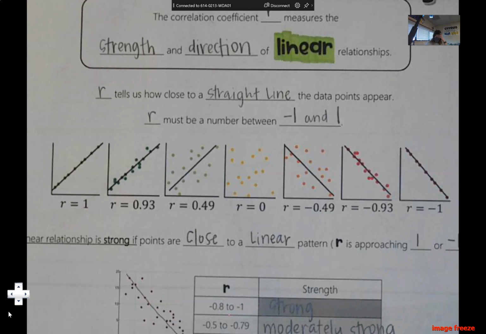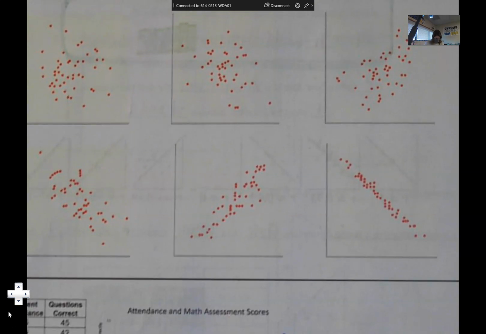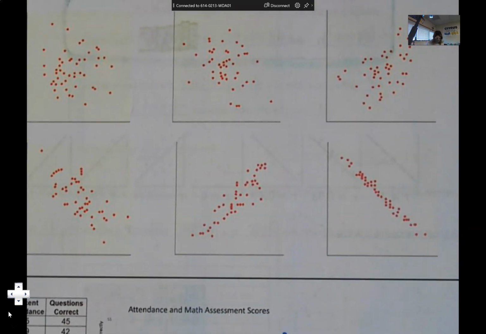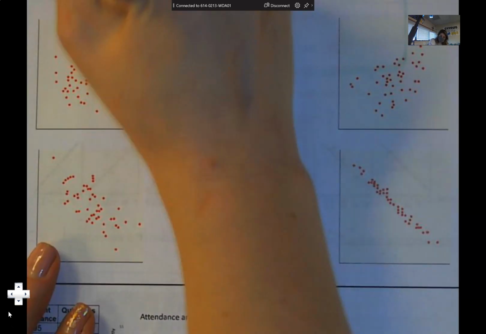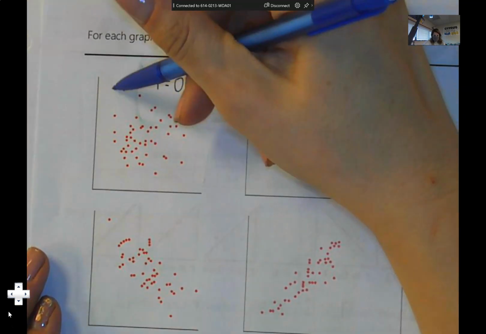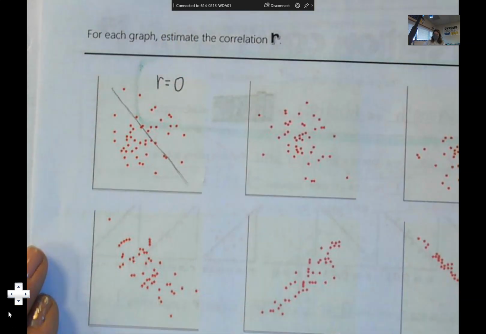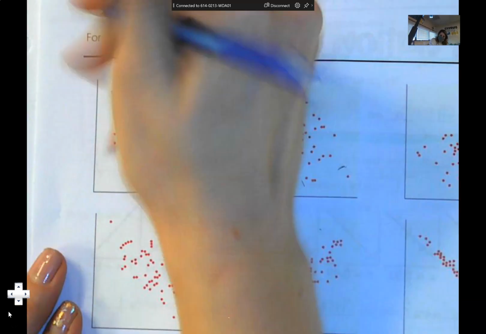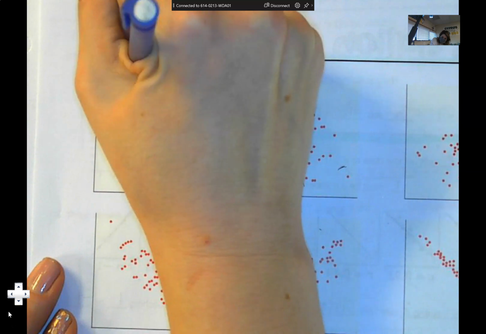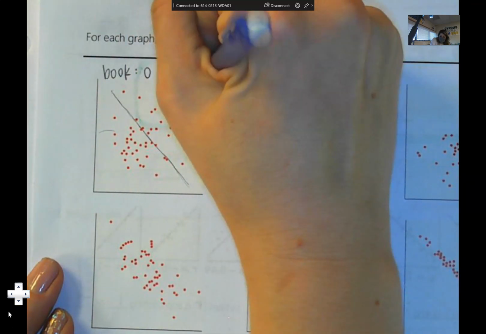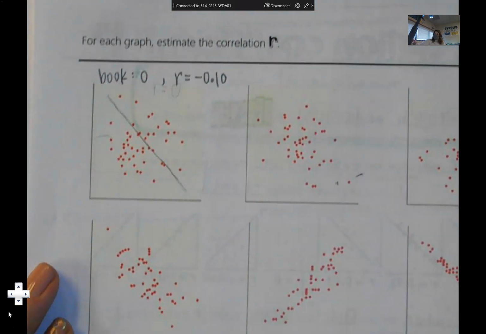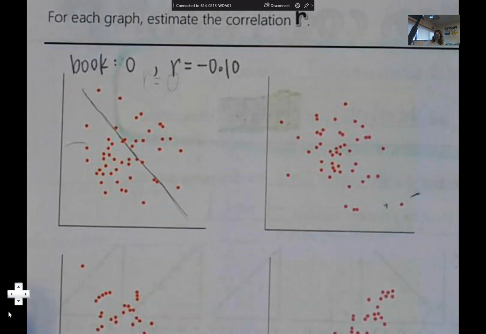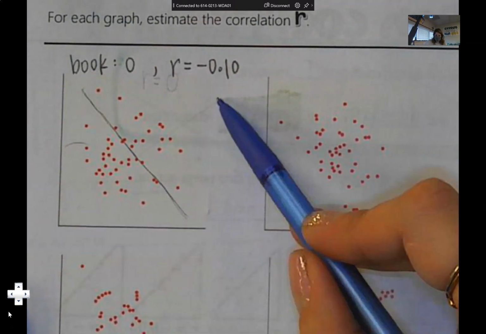Okay, so the top left, these are the actual calculated R values. Top left, R is 0, or your book labels that as 0. He looks kind of negative to me though, right? Yeah, negative. I think I agree with Carter. Your book says 0, but I think it looks negative. Did anybody draw positive on it? Yeah, it definitely doesn't look positive.